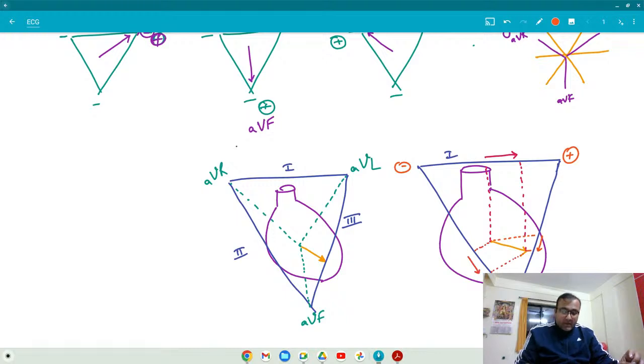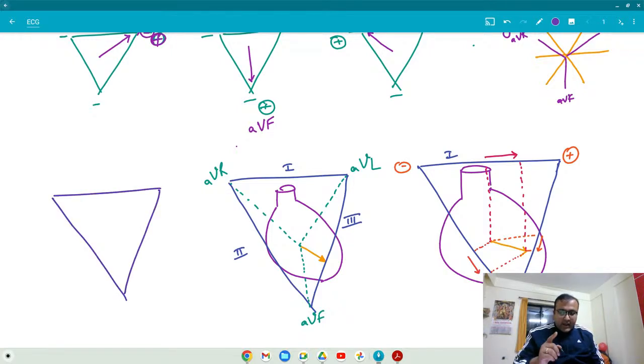Yes. But if we talk in a different way, let us suppose, I'm just making it a simpler picture now. Let us say that I have this as the cardiac triangle and the depolarization is moving in this direction. But this time the observer lies over here. So where is the observer? The observer is the AVF. Okay?